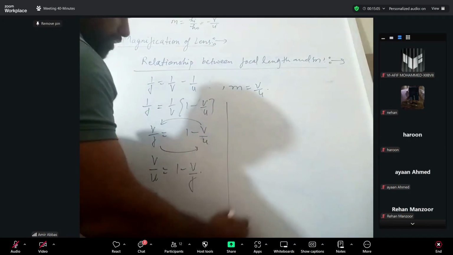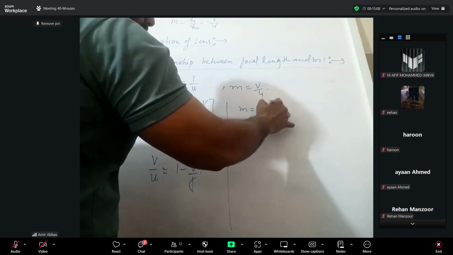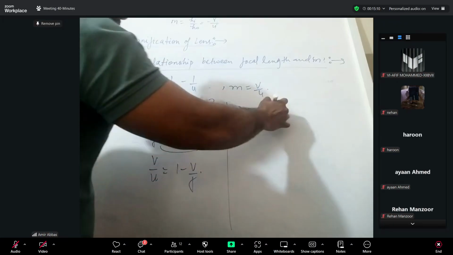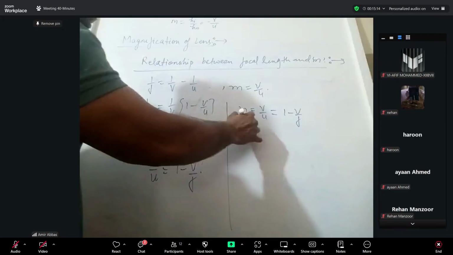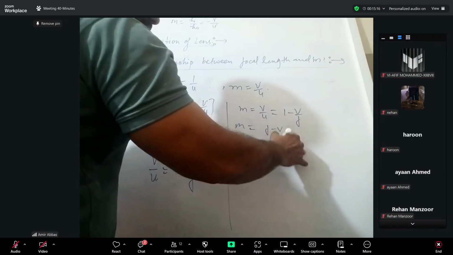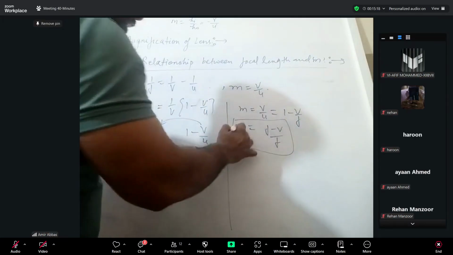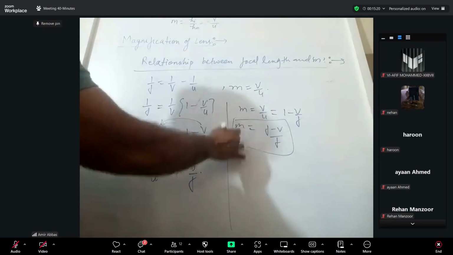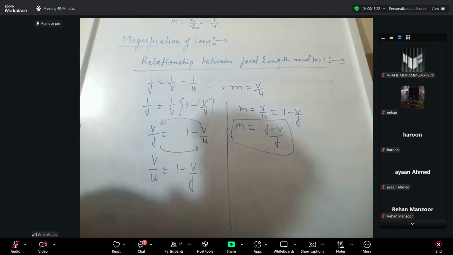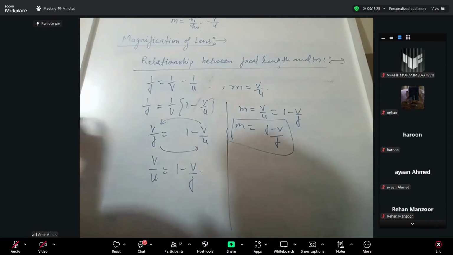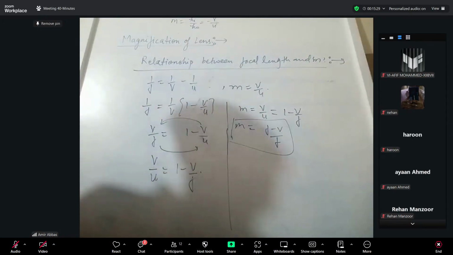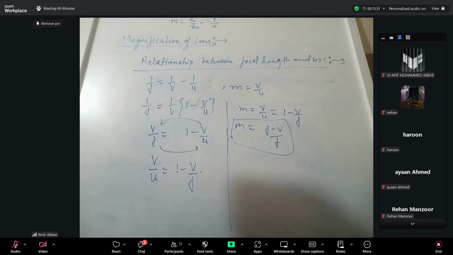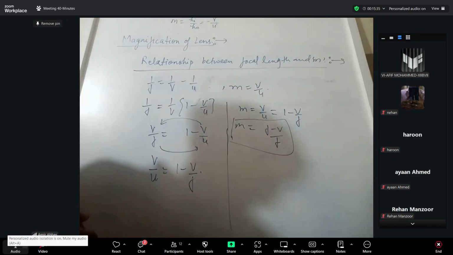And if we put M equal to V over U, we have seen from here, we put over here 1 minus V over F. Then M is equal to F minus V over F. Okay, this is another relation. Or in terms of U also you can write. Take 1 by U common from here, then it will change accordingly: M is equal to F over U minus F. Have you got this, beta?